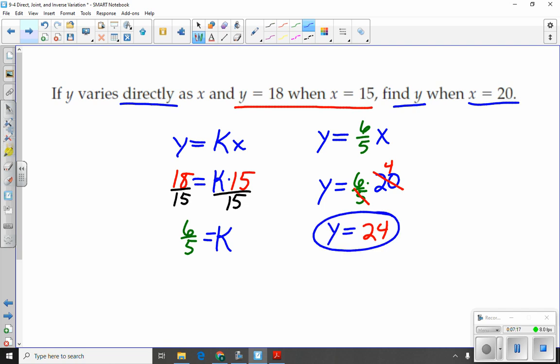So I can solve for x's, I can solve for y's, I can solve for k's. The easiest way I know how is just to solve for k first and then plug it back into that formula. And you don't have to worry about which kind of proportion you need to make. So solve for k and plug it into either the direct variation equation, the inverse variation, or the joint variation.